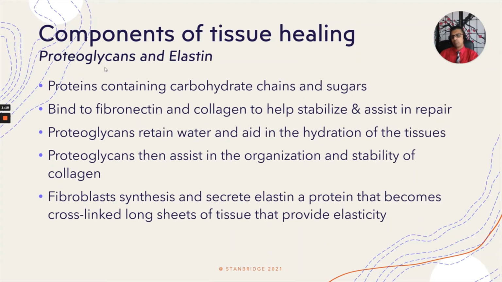Now you have proteoglycans and elastin. Proteoglycans are proteins containing carbohydrate chains and sugars that bind to fibronectin and collagen to help stabilize and assist in repair. Proteoglycans retain water and aid in the hydration of tissues. They then assist in the organization and stability of collagen and fibroblast synthesis, and fibroblasts secrete elastin, a protein that becomes cross-linked into long sheets of tissue that provide elasticity.